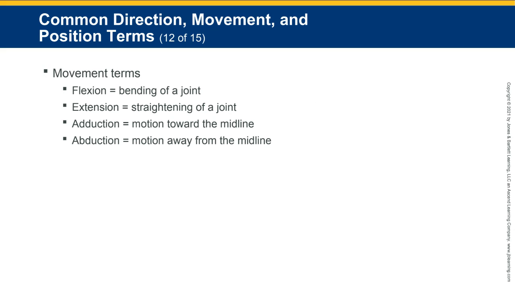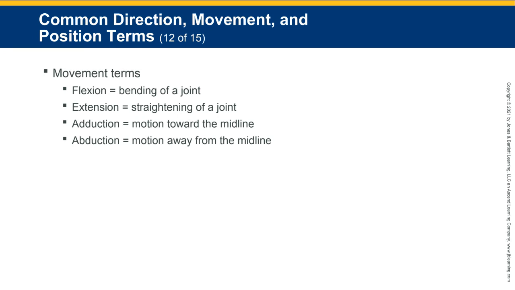Now, movement terms. Flexion is the bending of a joint. Extension is the straightening of a joint. So if I bend my forearm and flex my bicep muscle, that is flexion of the elbow joint. If I extend my forearm where it's straight, that would be extension of the elbow joint.